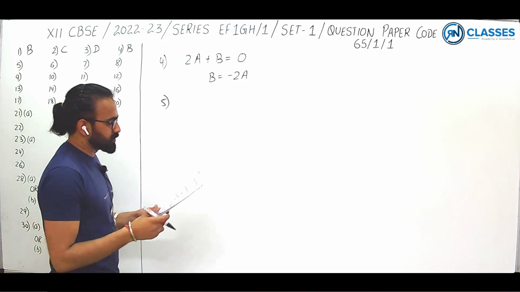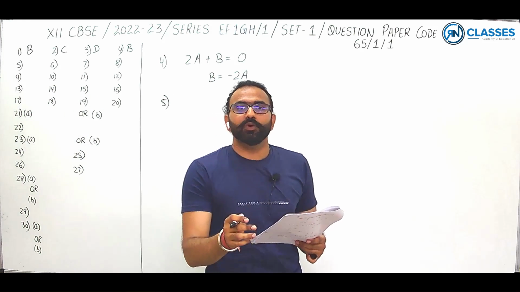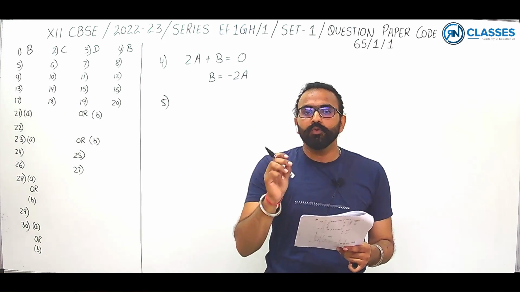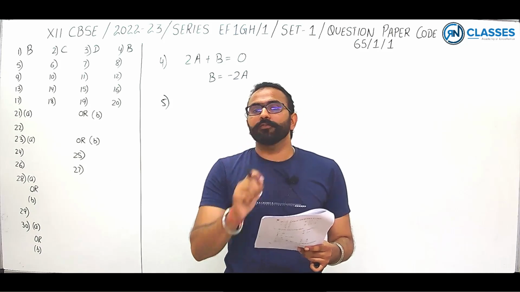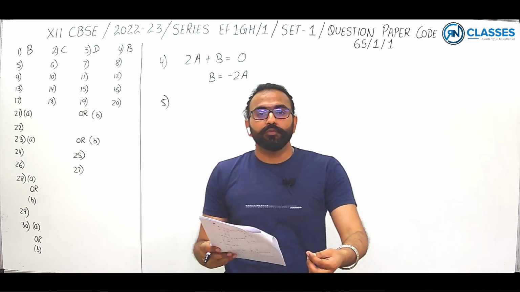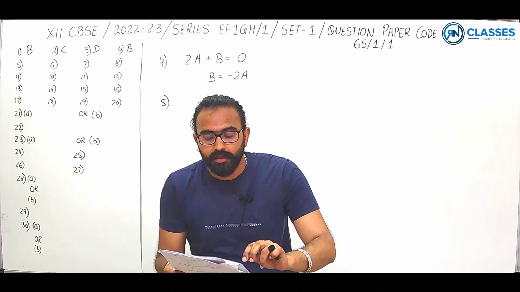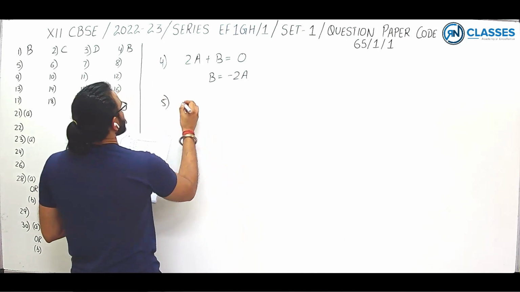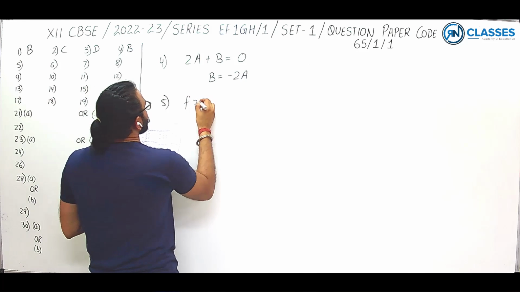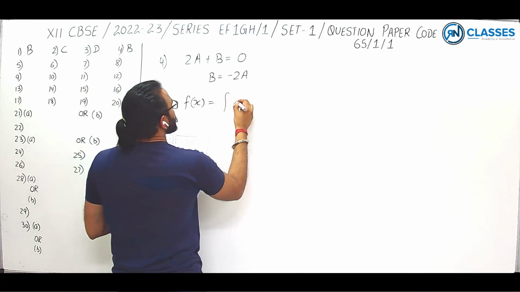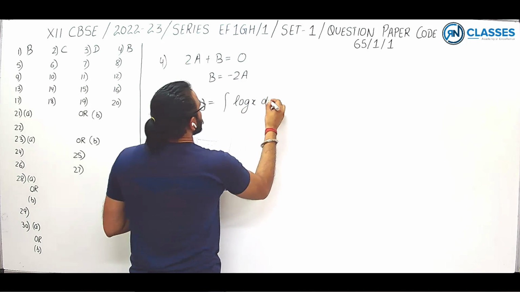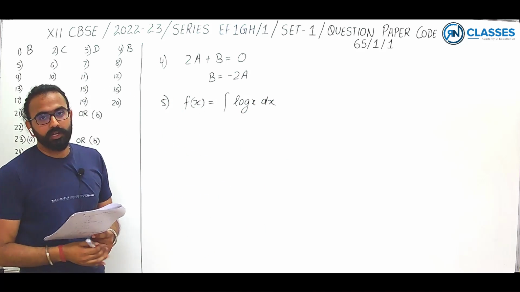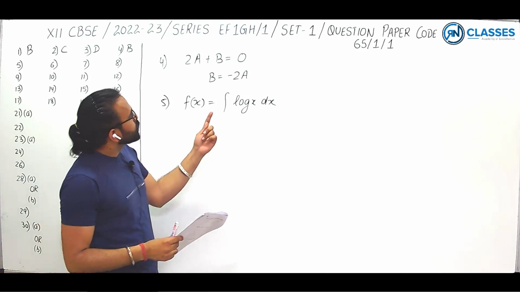Now the fifth question is, we are given that d by dx of f of x equals log x, then f of x equals. Now in order to find f of x, we will integrate both sides. So on integrating both sides, on the left hand side we will get f of x, and on the right hand side we will get integration of log x dx. Now how to integrate log x?